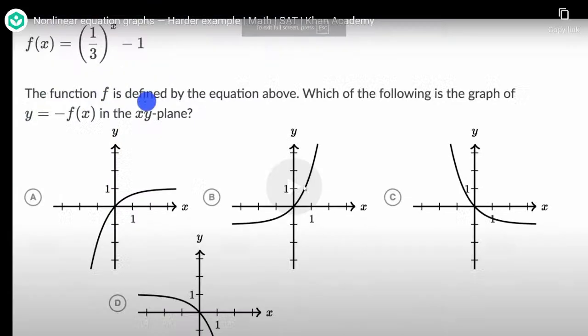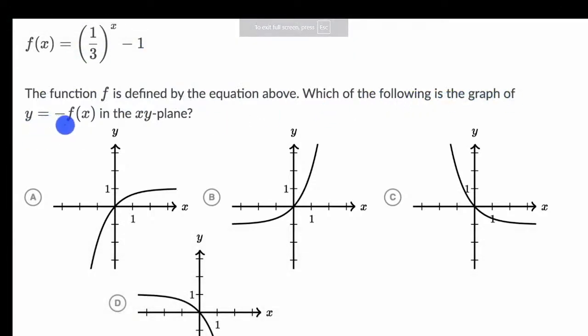F is defined by the equation above, right over here. Which of the following is the graph of y is equal to negative f of x in the xy-plane? Pause this video and see if you can work through that. All right, now let's work through this together.